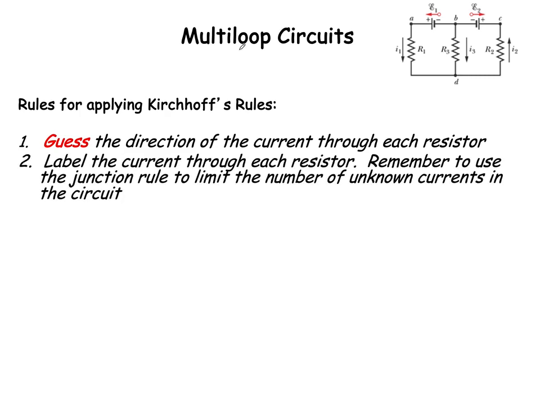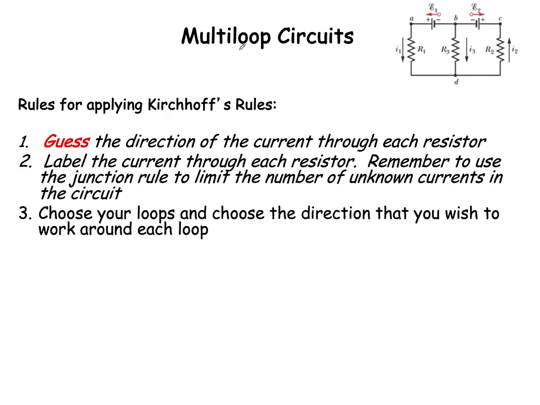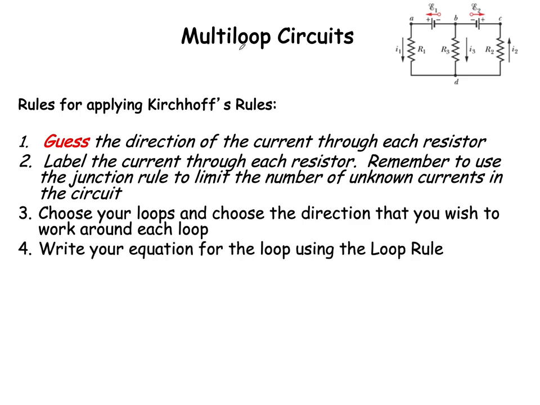Label the current for each resistor, and use the junction rule to limit the number of unknown currents in the circuit, just so you don't have to write lots of equations. Choose your loops and choose the direction you wish to work around each loop. I'll explain that in a second. Write your equations for the loop using the loop rule.